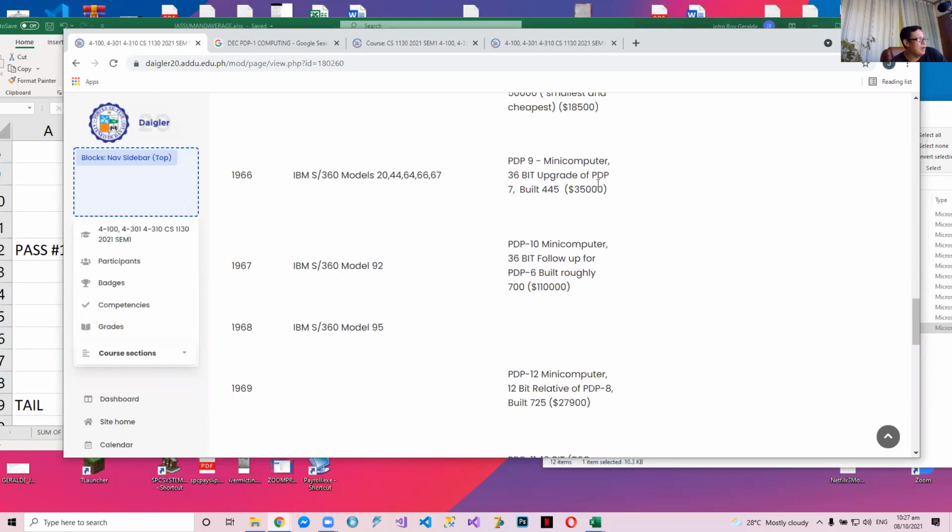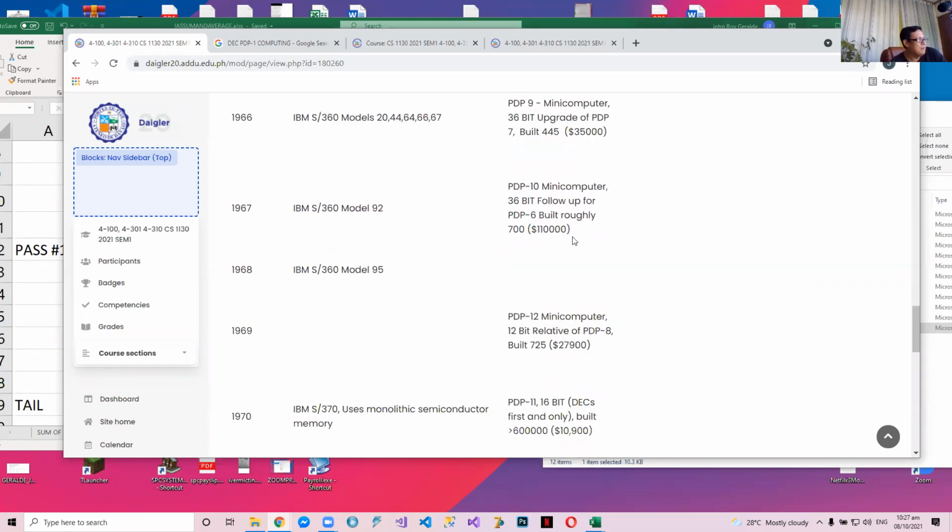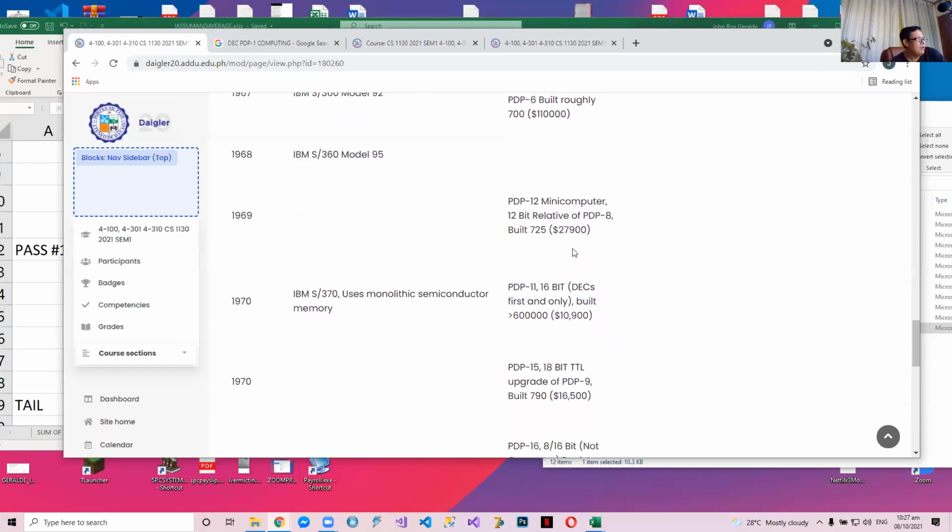PDP-9, a 36-bit upgrade of the PDP-7, okay, 35,000. Now, 110,000 is one of the most expensive. No? PDP-10, a 36-bit computer. And then by 1969, DEC developed a 12-bit predecessor of the PDP-8.